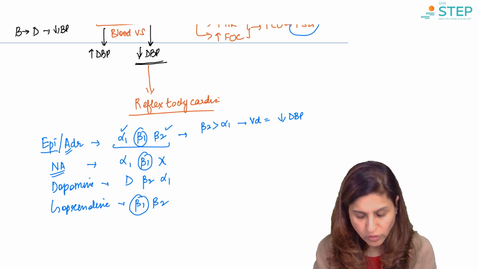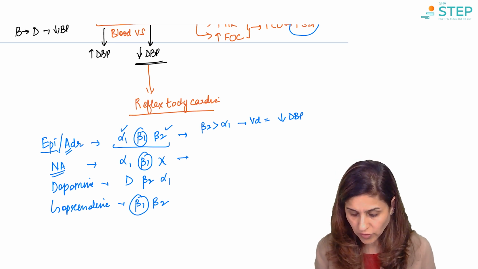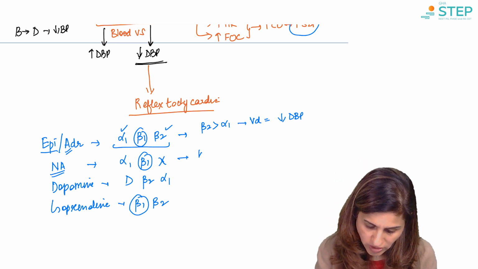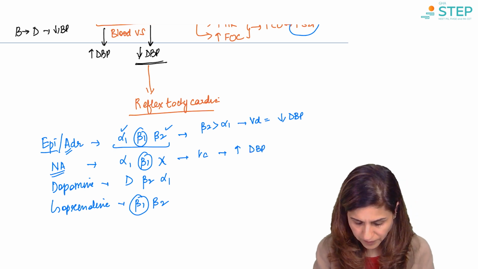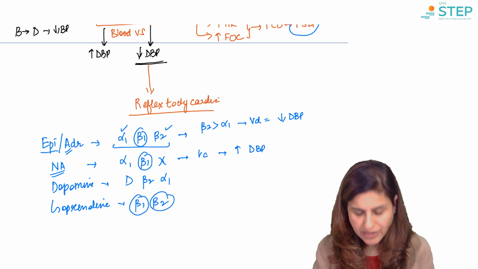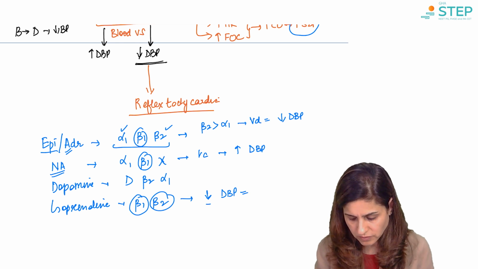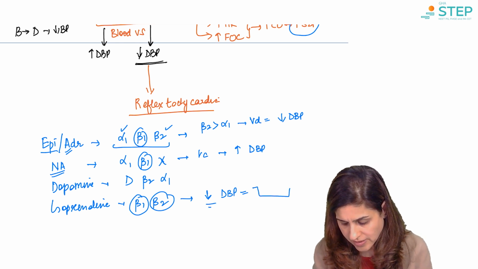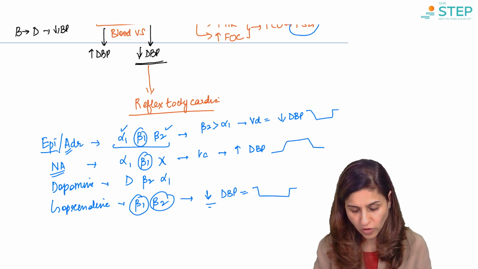Noradrenaline has no effect on the beta 2, only alpha 1. So there is no way there is vasodilatation. There is only vasoconstriction and that will lead to increase in the diastolic blood pressure. Isoprenaline acts on the beta 2. Again, there will be a fall in the diastolic blood pressure, right? So the graph should go somewhere like this for this and this, while this would be like for norepinephrine.